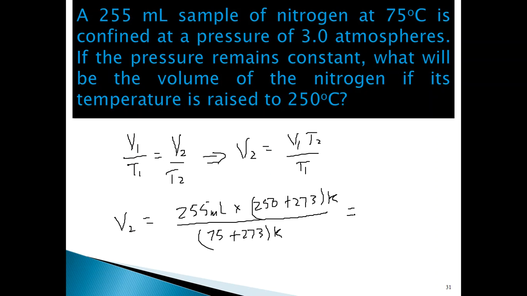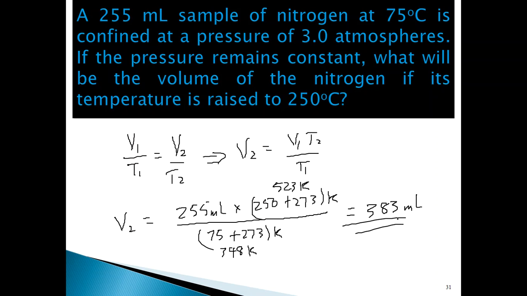So what I would do is work out what's within the parentheses first. 250 plus 273. So that gives 523 Kelvin. And down here it would be 75 plus 273. And that gives 348 Kelvin. And then I'll do the rest of the calculation. So 255 times 523 divided by 348. And the answer I get is 383 milliliters. And that's how you do that.